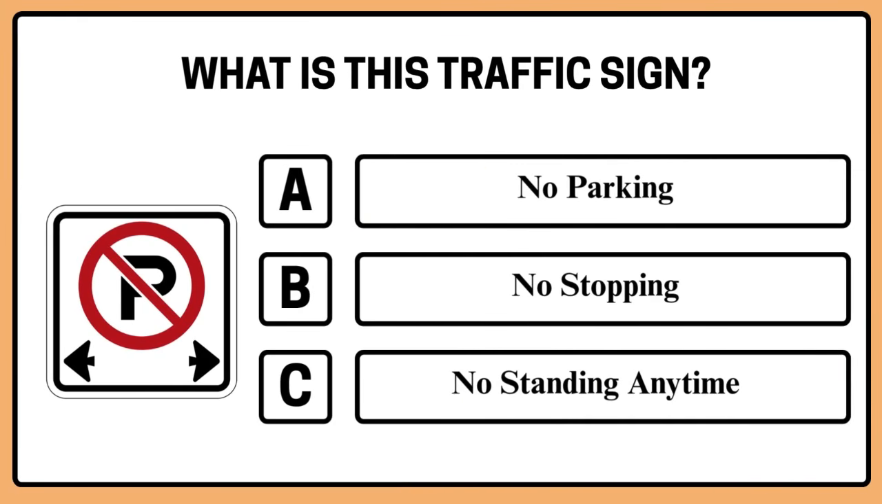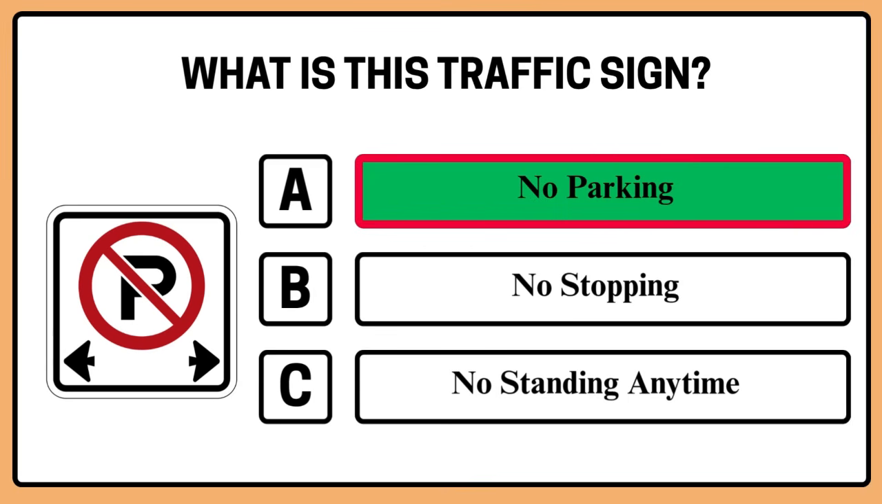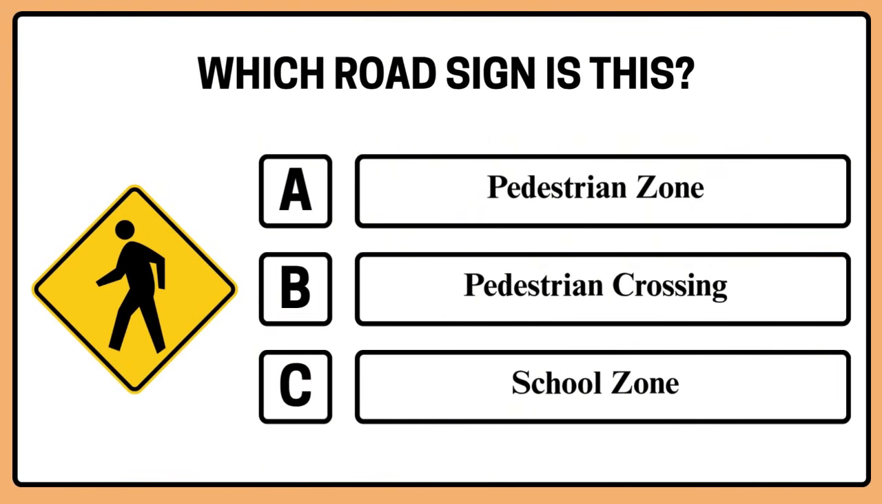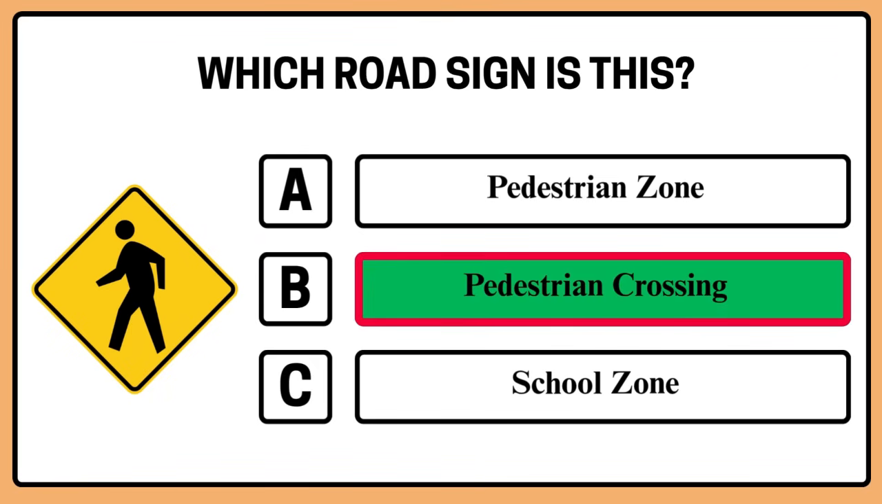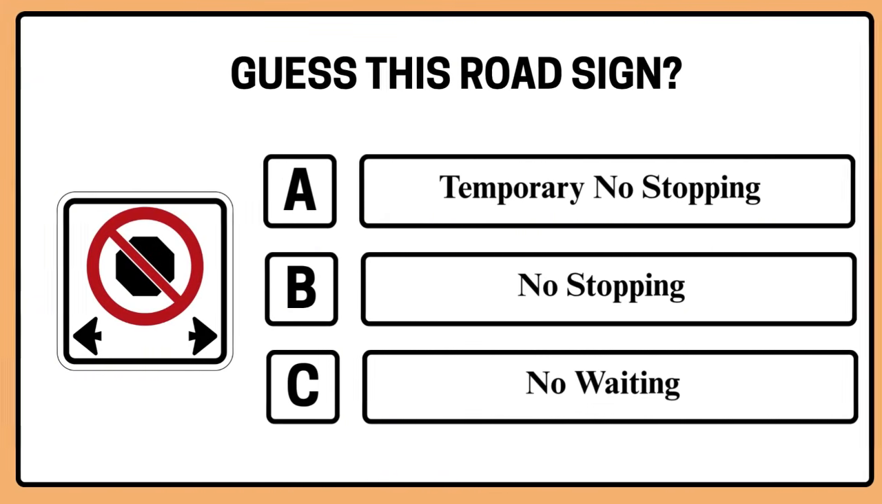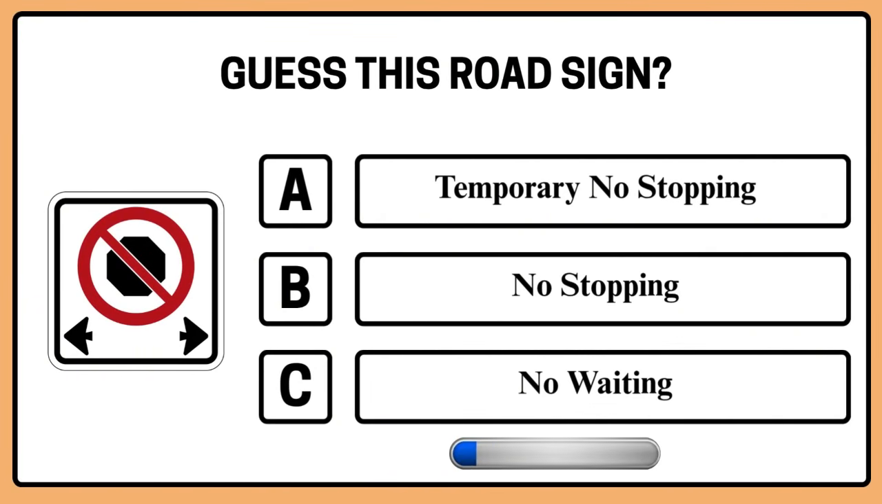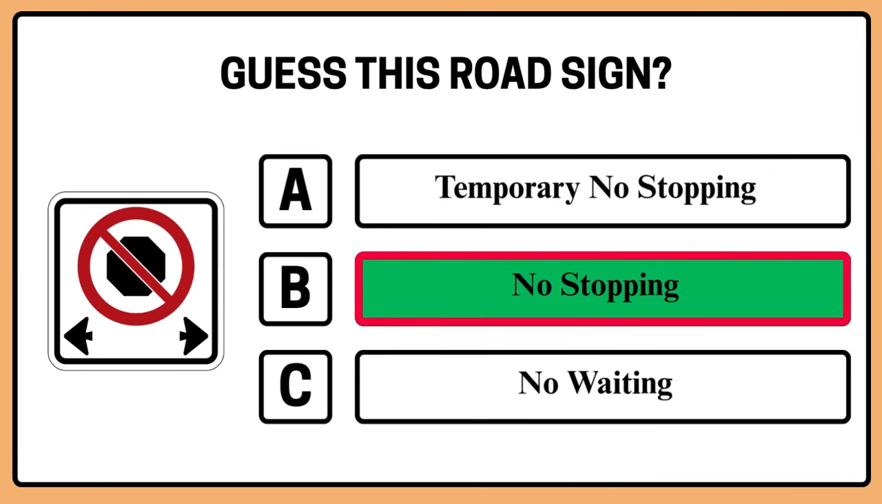What is this traffic sign? The answer is A, no parking. Which road sign is this? The answer is B, pedestrian crossing. Guess this road sign. The answer is B, no stopping.